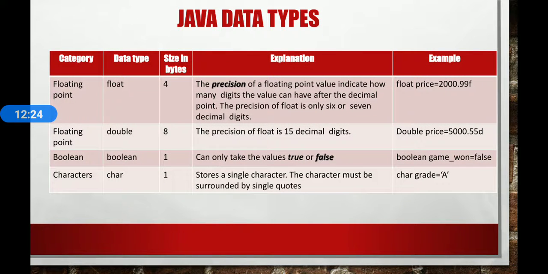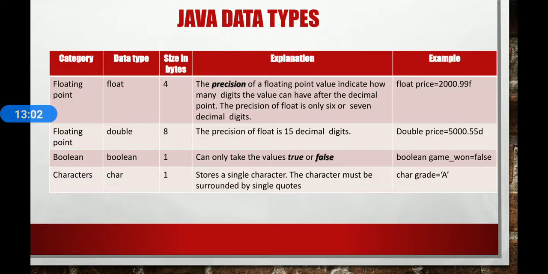For the floating numbers or real numbers, there are 2 data types given here. Float, which occupies 4 bytes in memory, and double for 8 bytes. Here the floating numbers will display with their decimal places. Here the precision of a floating point value indicates how many digits the value can have after the decimal point. The precision of float is only 6 or 7 decimal digits, whereas the precision of double is 15 decimal digits.